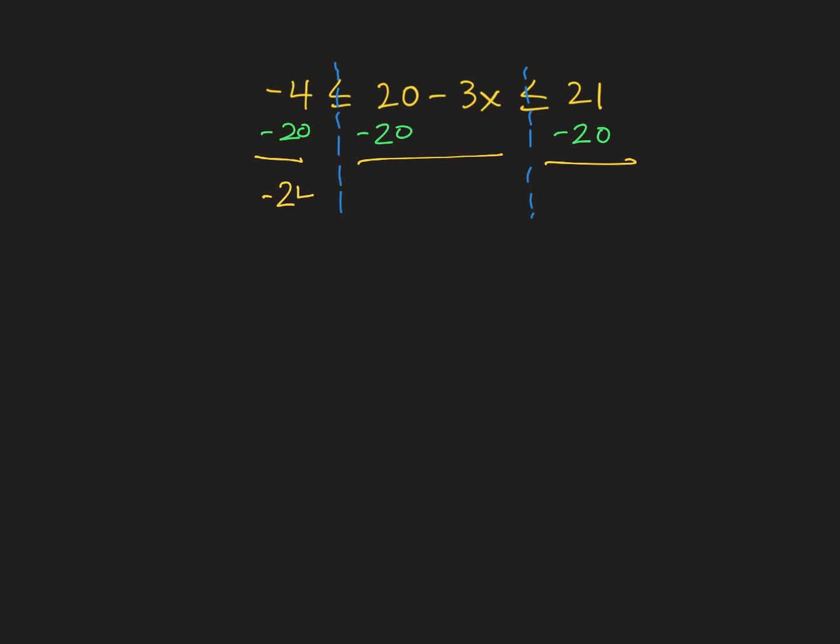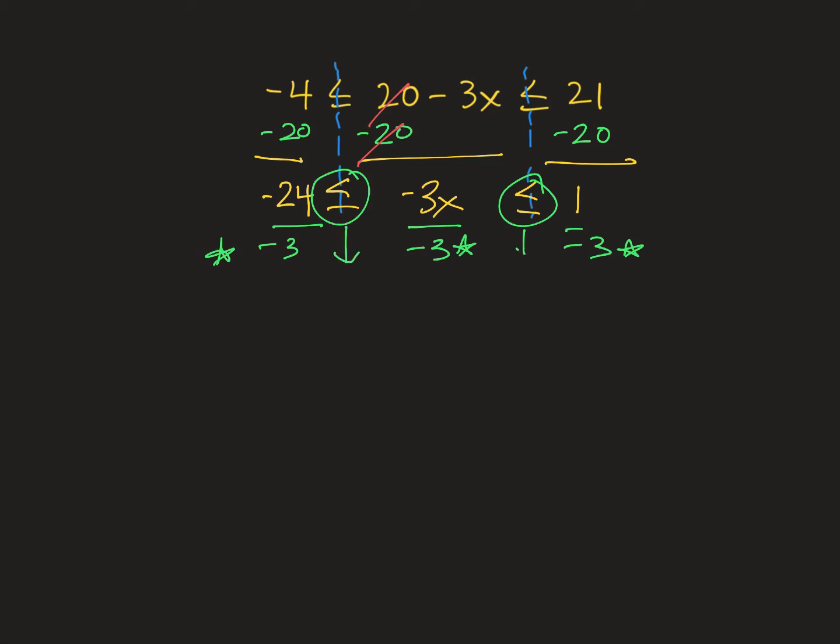I get negative 24. No need to flip for subtraction, so it stays less than. Zero out those 20s. Keep the negative 3x, still less than or equal to 1. But now, once again, the only option I really have to isolate my x is to divide everything by negative 3.